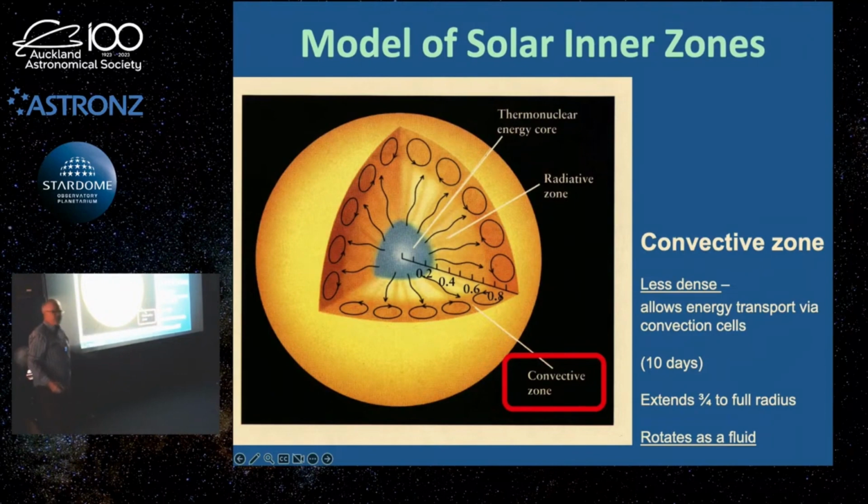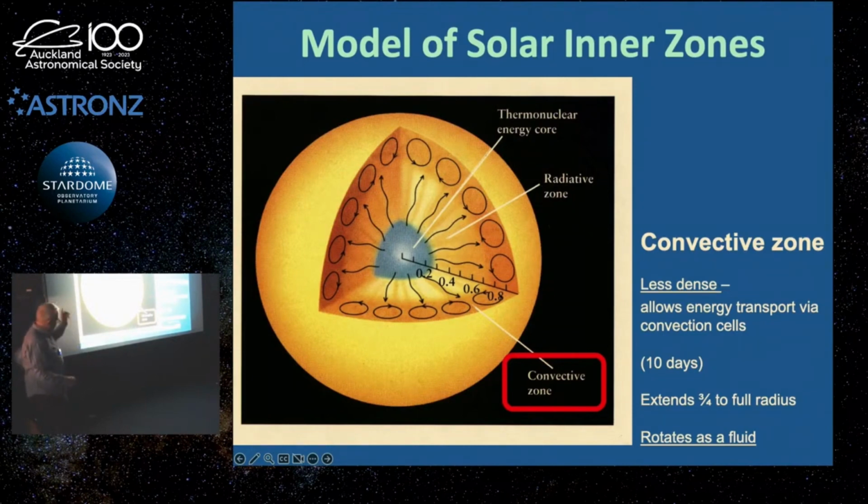A common example: every morning you do that when you make your coffee, when you boil up your electric jug. That's convection, how it boils away. So this outer zone here allows energy transport by these convection cells. And it takes about 10 days for the heat to come up here, and then photons at optical wavelengths get released from the surface of the Sun and take about 8 minutes to get to Earth. So that's how the energy gets transferred through the Sun.